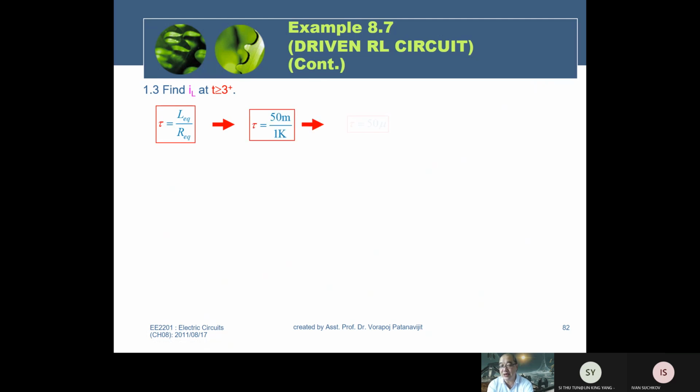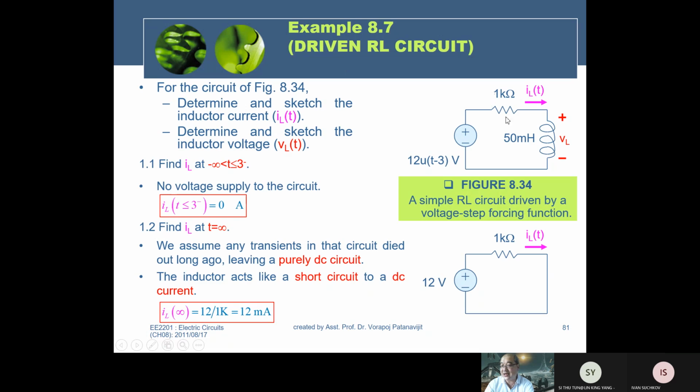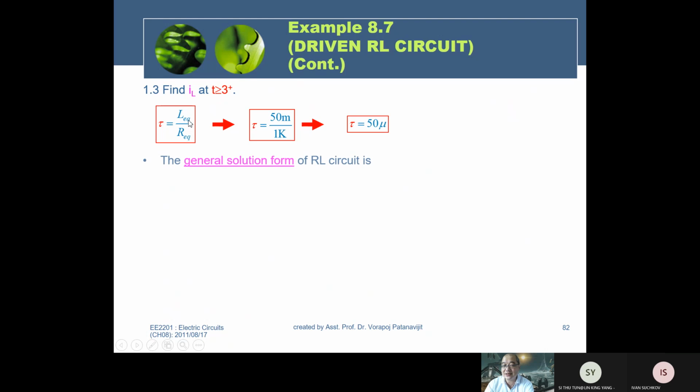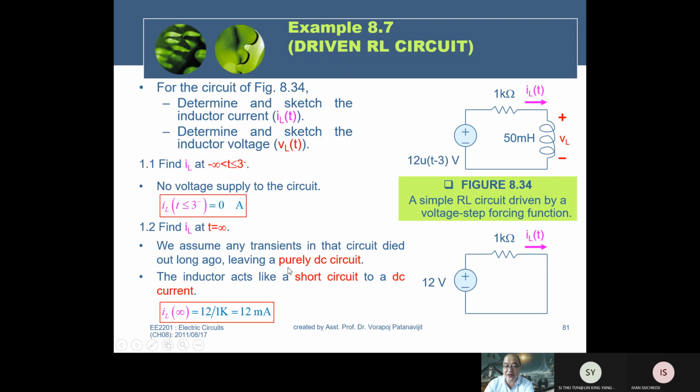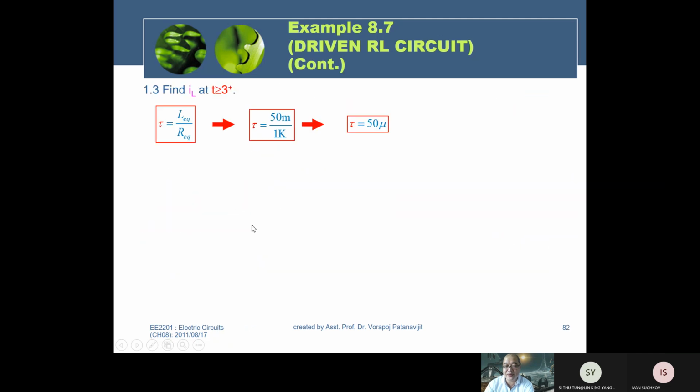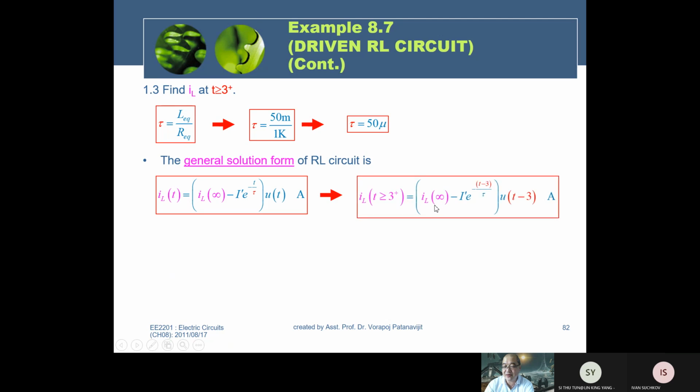In the third step for IL, you determine L equivalent and R equivalent, the equivalent inductor and the equivalent resistor. In this case, the circuit has only a single resistor and a single inductor. Therefore, the single resistor equals 1K and the single inductor equals 50 millihenry. Substituting them, you get the time constant equal to 50 microseconds. Therefore, the general solution of the RL circuit will be in this form. IL infinity equals 12 milliamps. The 12 milliamps is here, IL infinity.